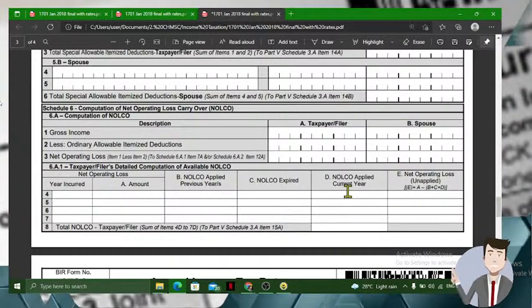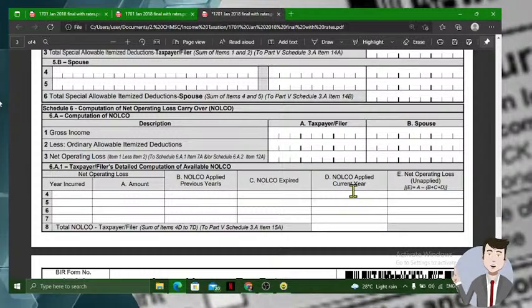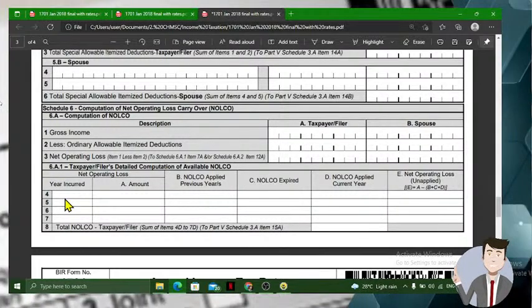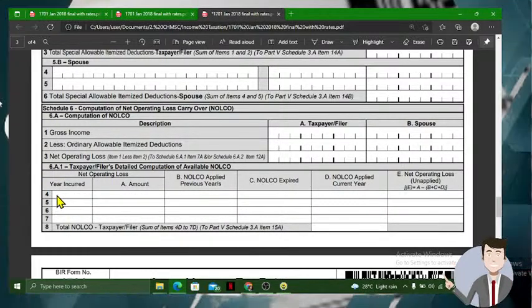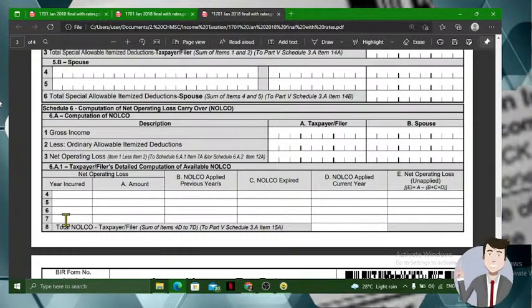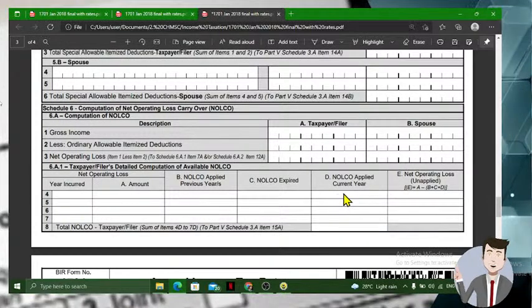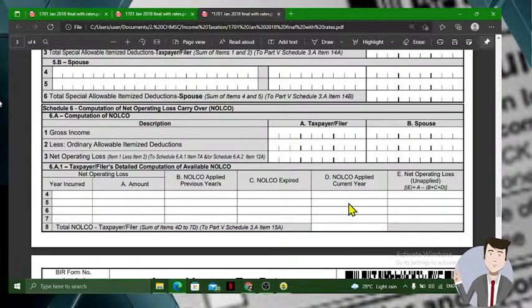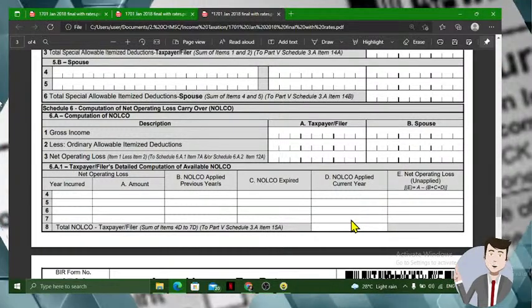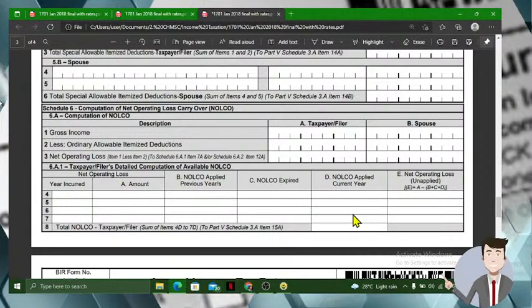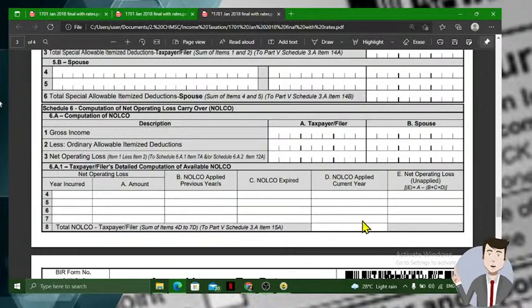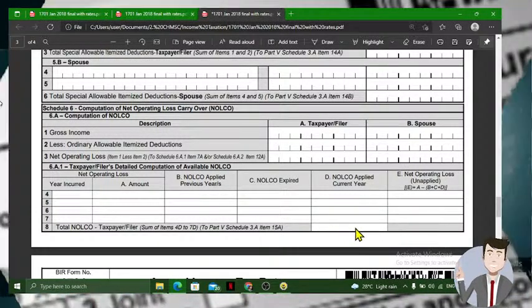So the NOLCO applied for this year, you already considered. Okay? So you should separate the years of your NOLCO. That's row number 1, 2, 3, and 4. So if ever you claim NOLCO for 2019, for 2020, for 2021, and NOLCO incurred in 2022, you have to sum up the amount and indicate the amount in this space provided.